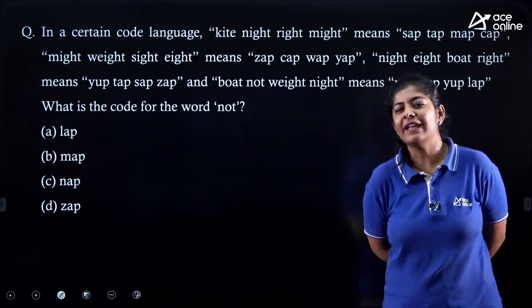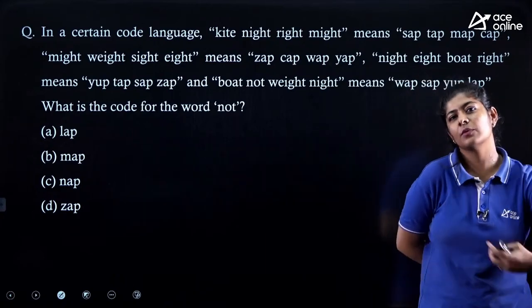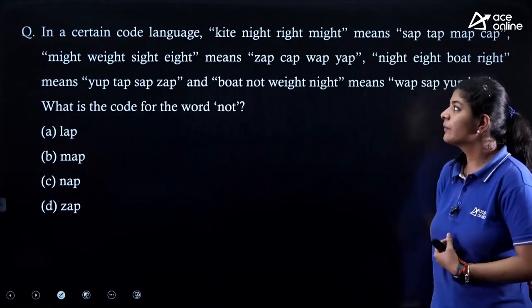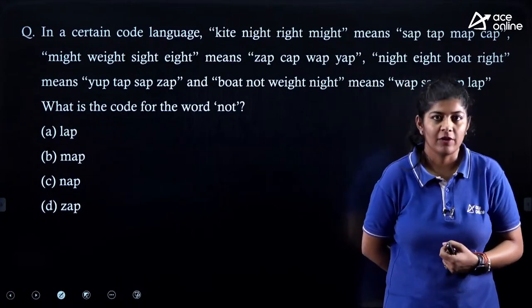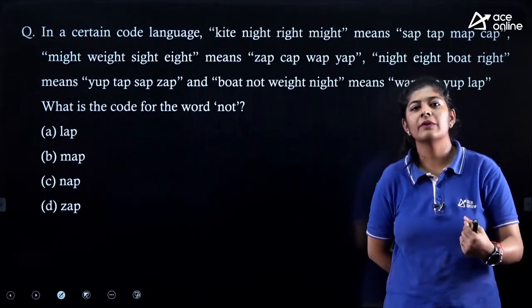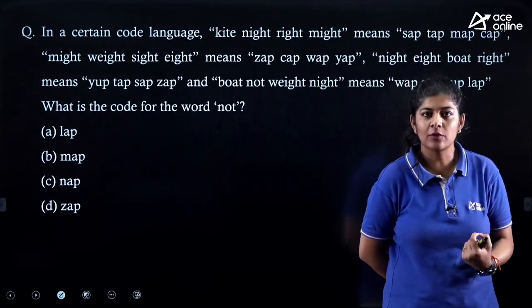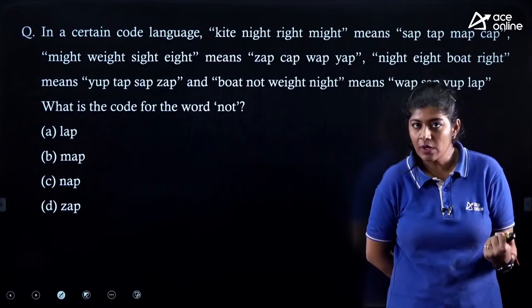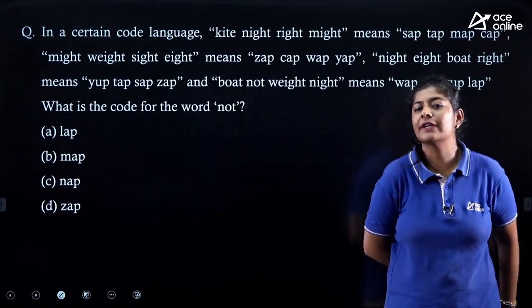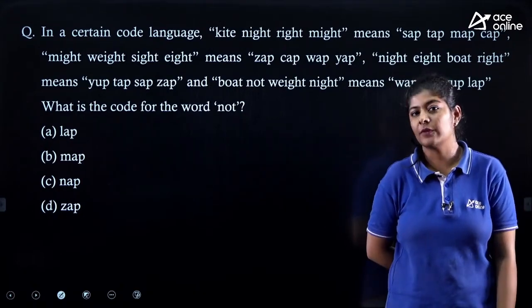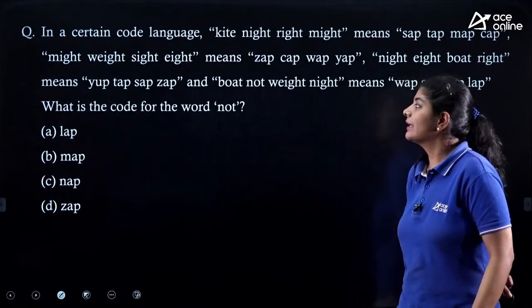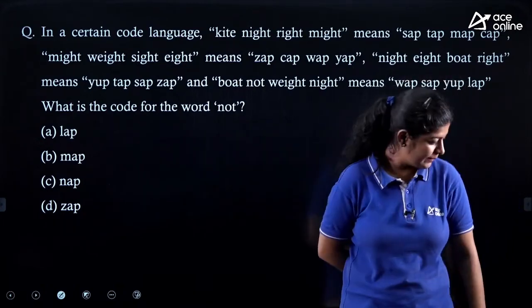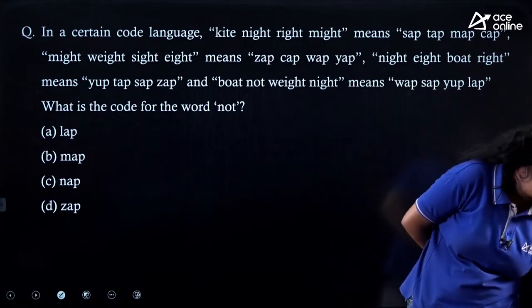So whenever we are having these kind of questions, what approach we should apply over here? We just simply need to focus on the most common word we are having over here, and for that we have to find out the most commonly used code, and accordingly we have to find out the codes for each and every given word. So I'm just waiting for your answer, what code you are getting for the word not, and let me know what answer you people are getting.